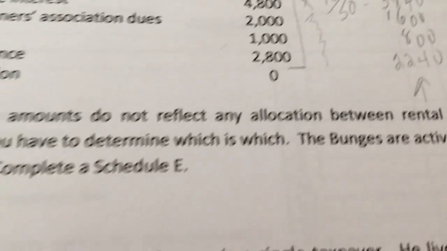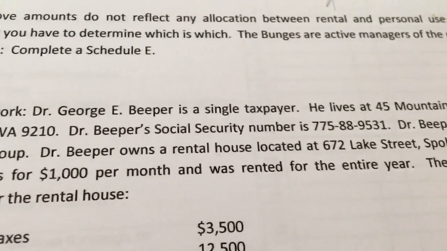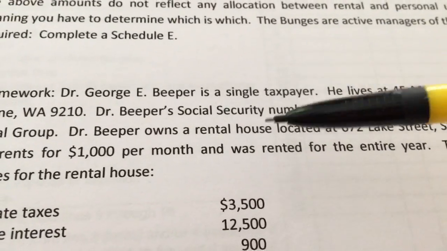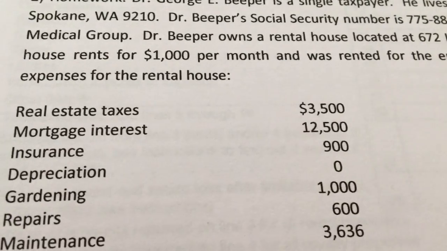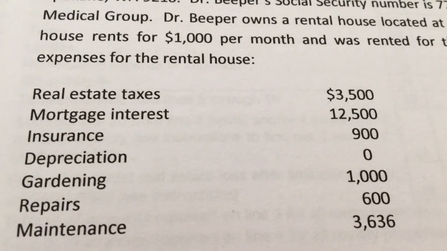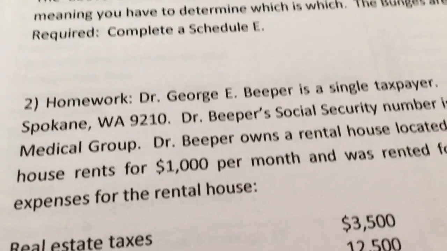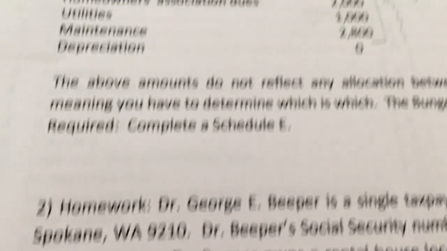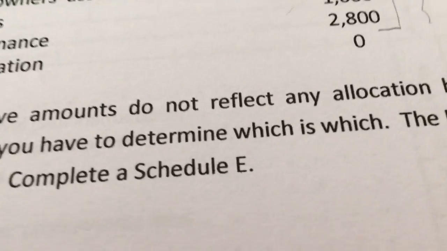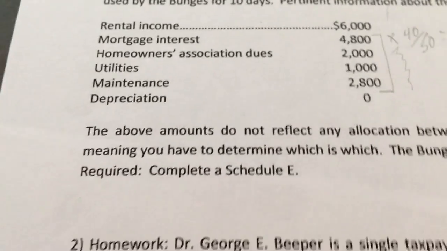Now in your homework problem tonight, be sure and note if there is a distinction between rental and personal time frame. So you need to read through there. If it's all rental, then you would not have to make this allocation. You just use the numbers that are given on the homework problem, which is the second one. Okay, with that in mind, it says that these people are active managers. So this is not passive income, and we want to fill in the Schedule E with this information.